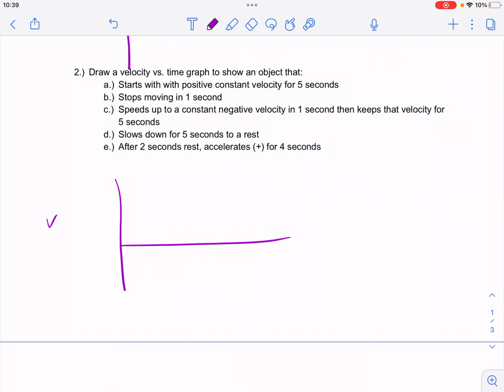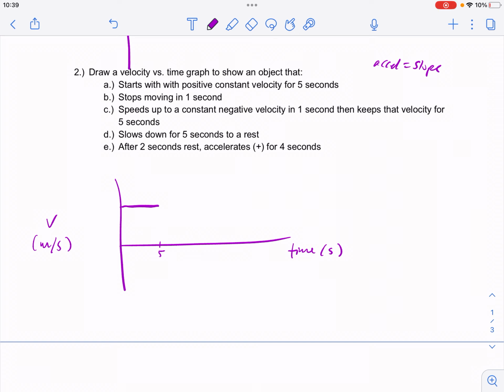Okay, now velocity versus time graph. We've got velocity, which is in meters per second, then here's time in seconds. So in this graph, our acceleration can be shown with the slope of the velocity time graph. Okay, starts with a positive constant velocity for 5 seconds. So a positive velocity here that's constant. I need to show that the velocity is staying the same, and so this is for 5 seconds.